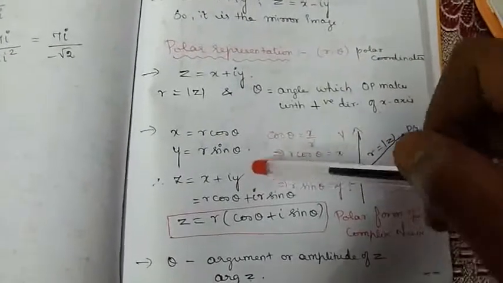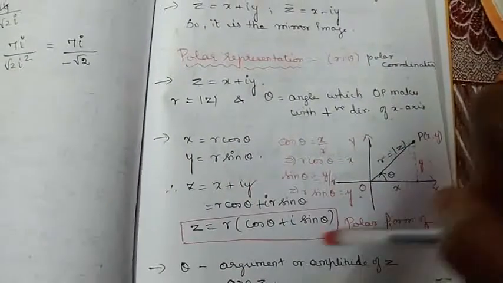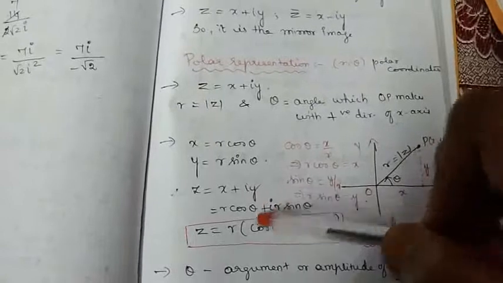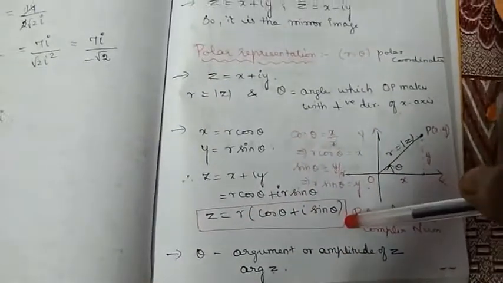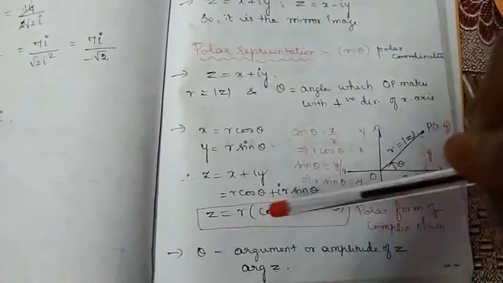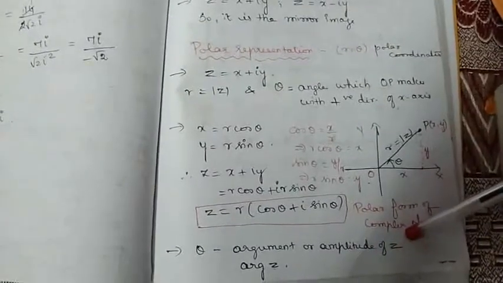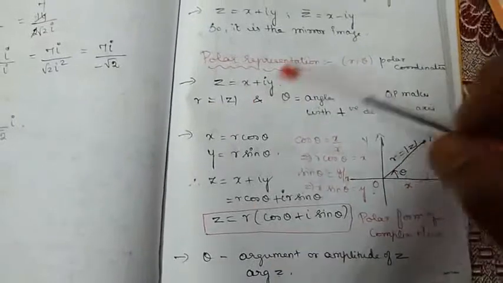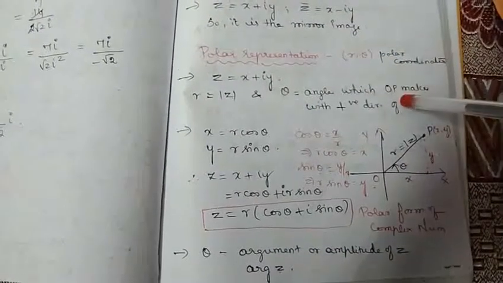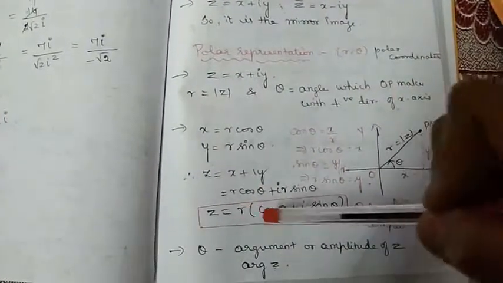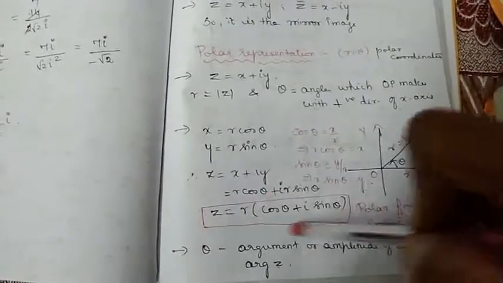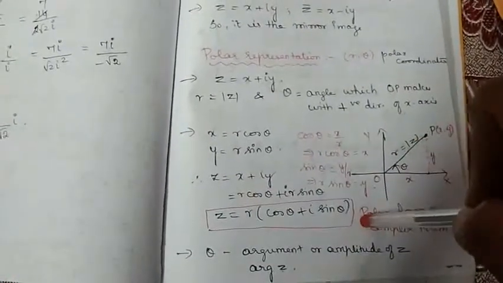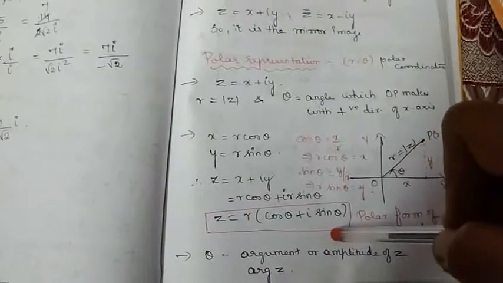Therefore, how do we express a complex number in the polar form? x plus iy, which is nothing but r into cos theta plus i sin theta, where this theta is called the argument or amplitude of z. We will denote it by arg z. So when you want to express a complex number in the polar form, you have to find out what r and theta are. Then only can we write z in polar form, like r into cos theta plus i sin theta.